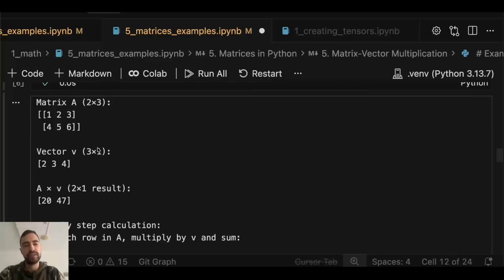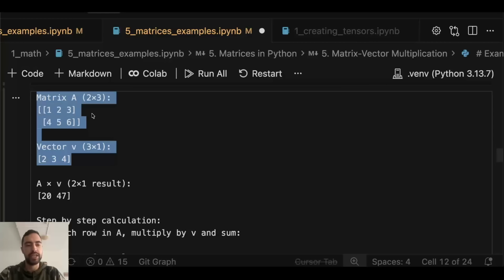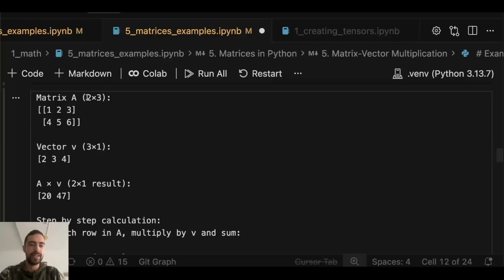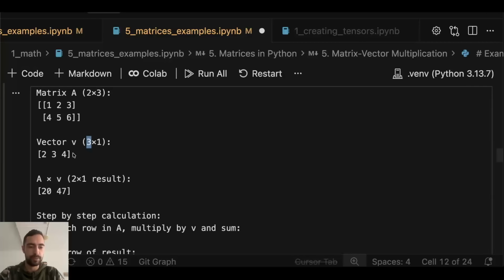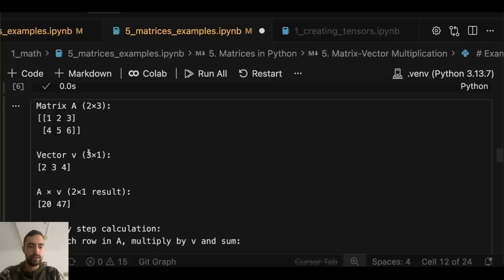Matrix vector multiplication is just like matrix multiplication. So you first need to make sure that the inner dimension is the same. So 2 times 3, so this 3 must be the same as this 3, 3 times 1. In this case, you can multiply matrix A times vector V, but you cannot multiply vector V times matrix A, because then this inner dimension would not be the same. So you first put this first and then this second, and that's how you can matrix multiply it. And then the result will be 2 times 1, because the inner same dimension will cancel out.